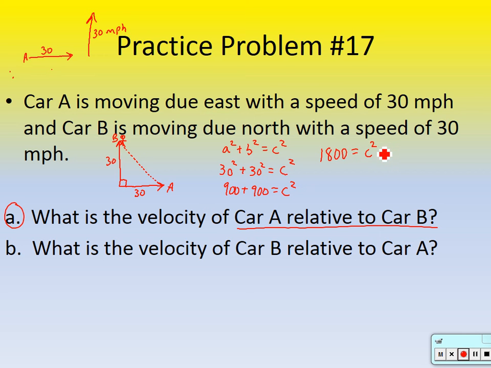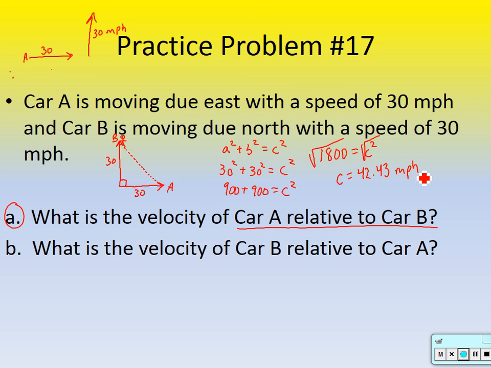How do I get rid of the square, guys? Square root. If I square root that side, do I have to square root this side as well? Yes. What is the square root of 1800? So c is equal to 42.43. And we're measuring in what? Miles per hour.